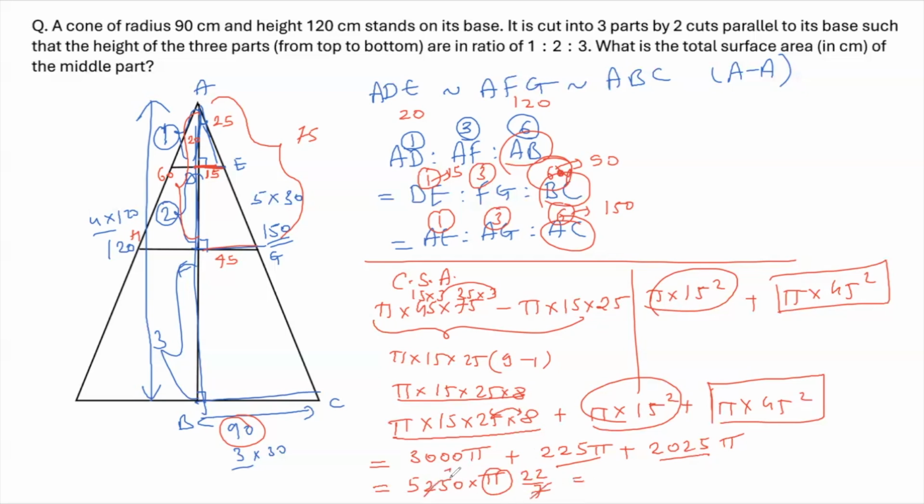7 sevens are 49, 7 fives are 35 and 0. So 750 into 22, 1500 into 11. I'm splitting as 2 into 11. The answer is 16,500 centimeter square. Amazing question.